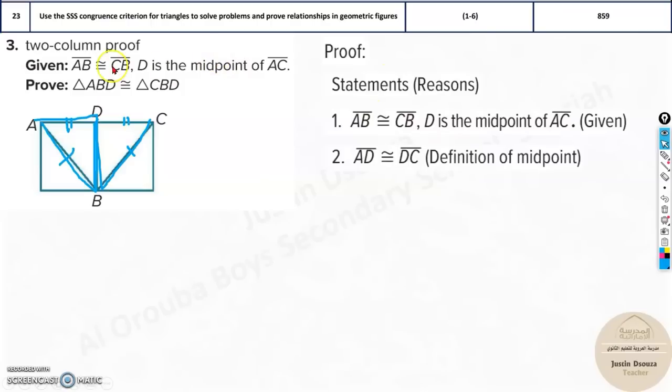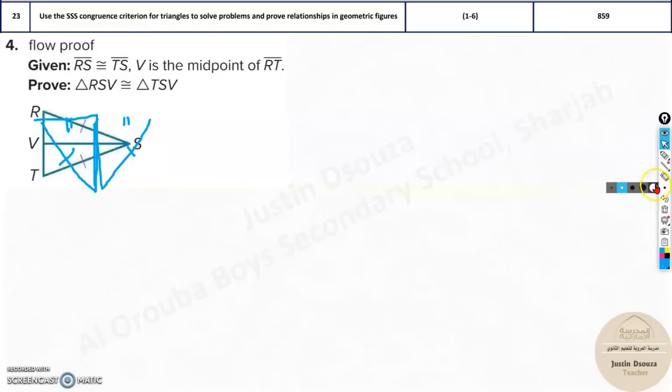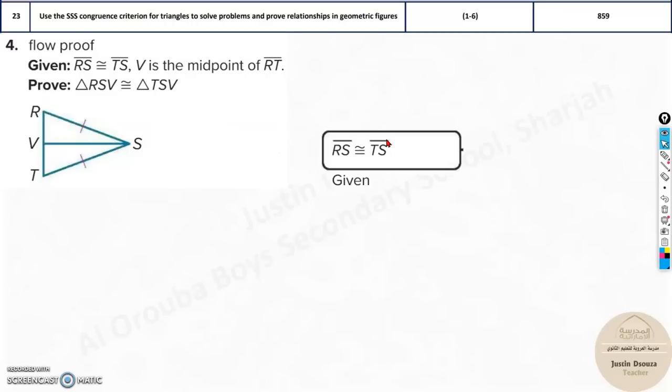So that needs to be written. AB and whatever is given first, write it. So right over here, AD and DC, that is the definition of midpoint. From the midpoint theorem it's given, and then from the reflexive property we have BD equal. So all the three sides are equal. That means we have the SSS postulate. Similarly, please do try the other ones. They are very straightforward. Over here they have told V is the midpoint of RT. So RV and VT are equal, and VS is a reflexive property.